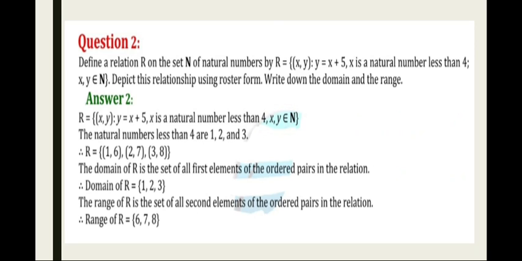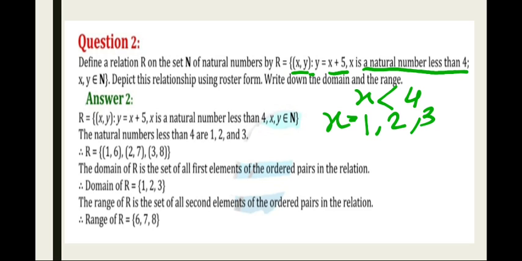Now, question number 2. Define the relation R on the set N of natural numbers, where the relation set is given as ordered pairs (x, y), where y is equal to x plus 5. That means the second element is equal to the first element plus 5, and the value of x has to be less than 4. Okay. The value of x has to be a natural number less than 4. So, the options for x are 1, 2 and 3.